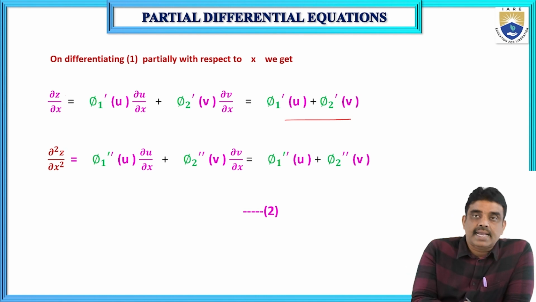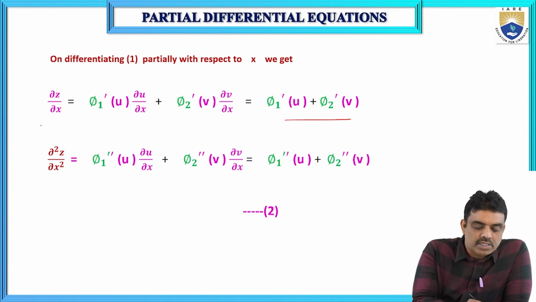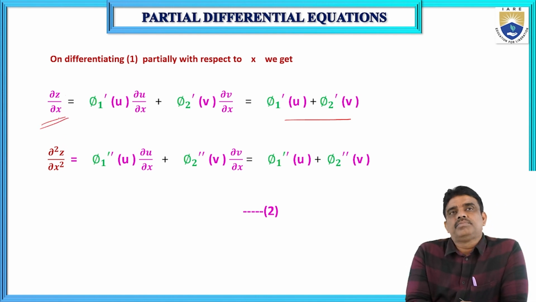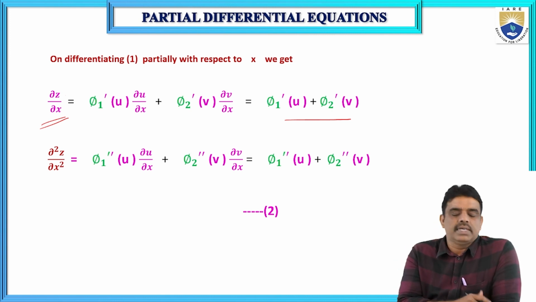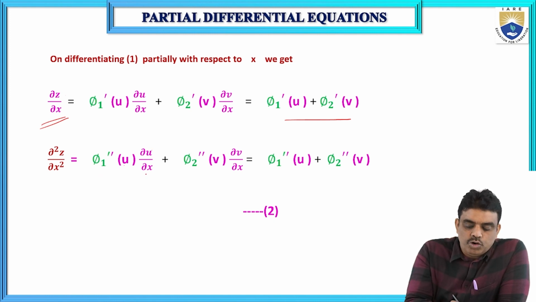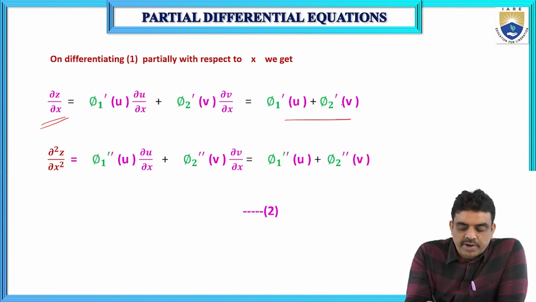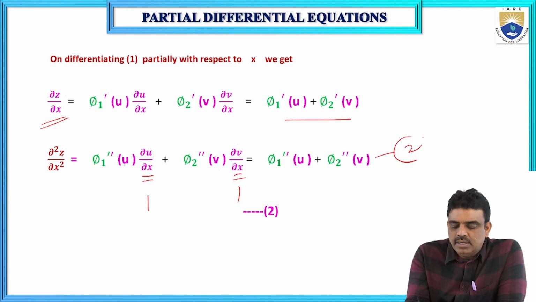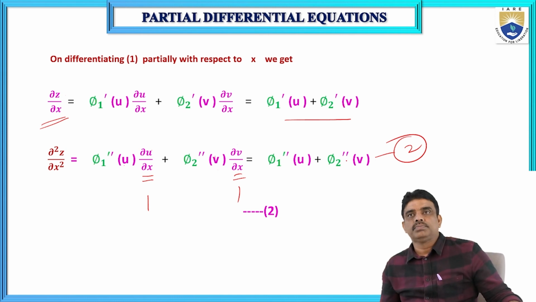Similarly, on differentiating again with respect to x, dou square z by dou x square. This is dou z by dou x, and I am going to differentiate one time partially with respect to x. Dou square z by dou x square is equal to phi 1 double dash of u into dou u by dou x plus phi 2 double dash of v into dou v by dou x. Then it is phi 1 double dash of u, since dou u by dou x is 1, plus phi 2 double dash of v, since dou v by dou x is also 1. We'll call this equation number 2.